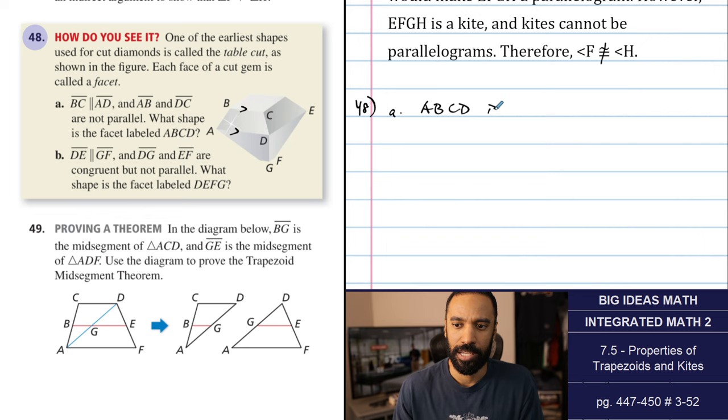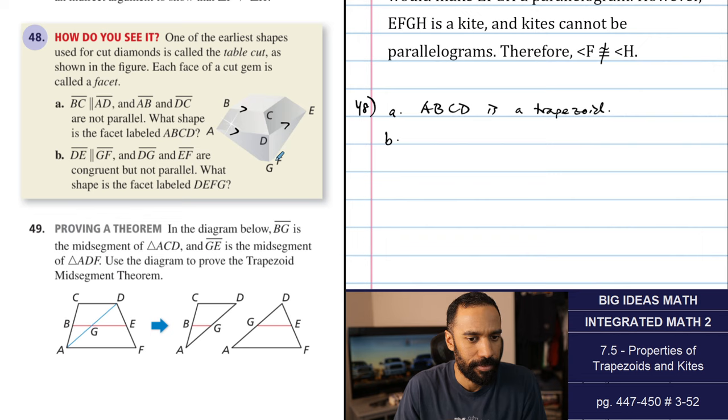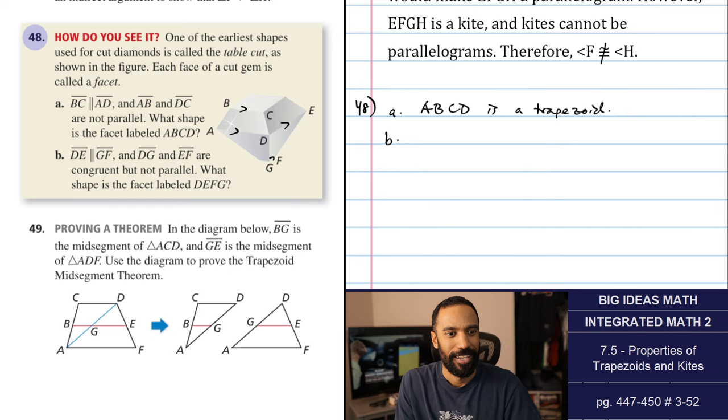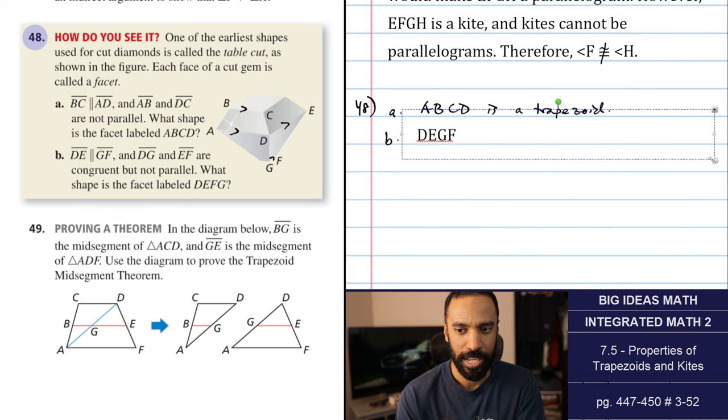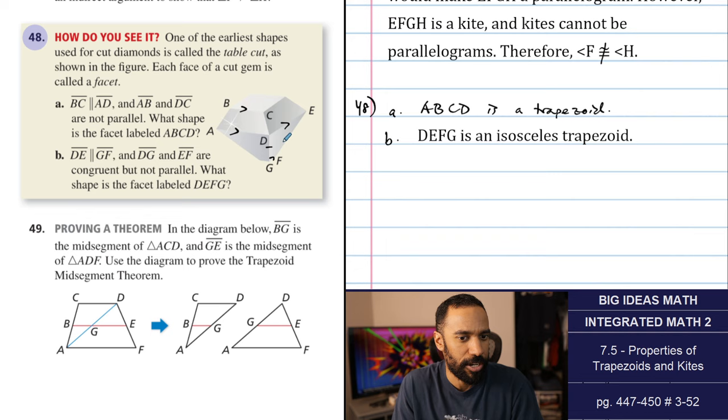ABCD is a trapezoid. Don't explain it. DE is parallel to GF. DE and GF are congruent. DG and EF are congruent, not parallel. What shape is the facet labeled DEFG? Well, it's an isosceles trapezoid. DEFG is an isosceles trapezoid. Sorry that I hand wrote one and did the other. That was too much information for not enough work.